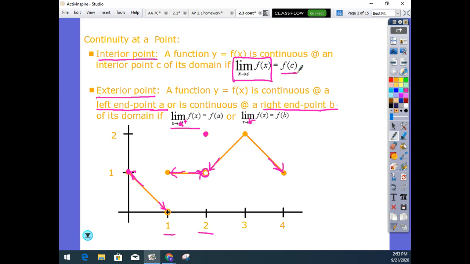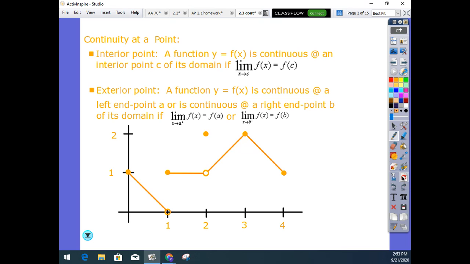So basically, it's continuous everywhere that you just don't pick up your pencil. You don't pick up your pencil. As soon as you have to pick up a pencil, which includes a hole: continuous, continuous, continuous, not continuous because you got to pick up your pencil. Not continuous because of the y value. Continuous, continuous, continuous. All right, so let's summarize that.